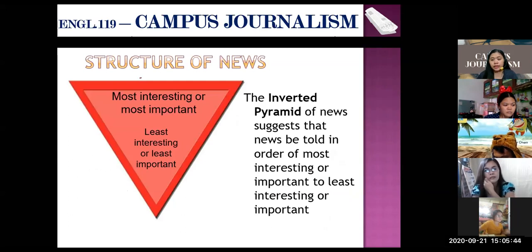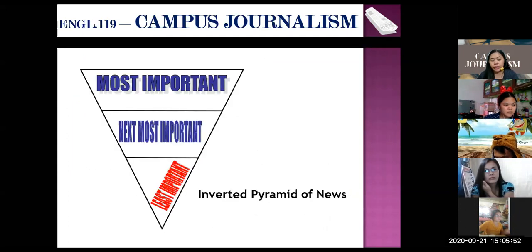So we have here at the top the most interesting or most important information, and then we have the least interesting or least important information. We could also have three parts there sa atong inverted pyramid. The first two, the top and the middle, are most important and next most important, and pwede ra siya sa last is the least important, and you can judge whether or not you can include it or not.